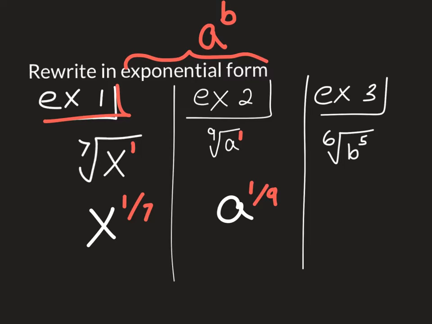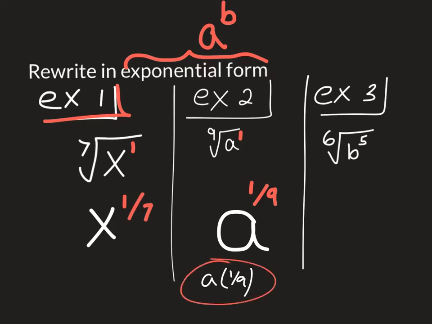And I might even rewrite that. I want to make a clear point: make sure that it looks like an exponent. So we need to make sure that we know that it's not a times 1/9 or something like that. It's not multiplication. It's an exponent. So it needs to be clear that it's being raised to that fractional exponent.